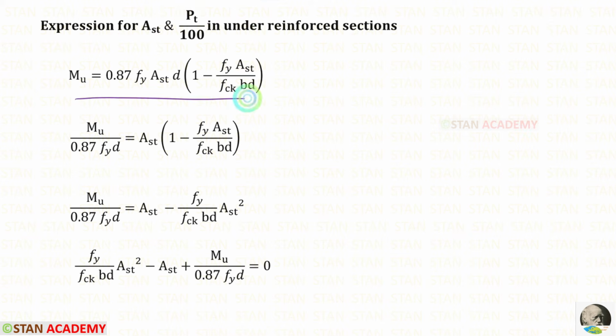We have derived this formula. We can take 0.87 FyD on the other side, so it will come in the denominator. With this, we can multiply AST. 1 into AST, it will be AST. AST into AST, it will be AST square. We can take these two terms on the other side, so they will come with the change of signs.